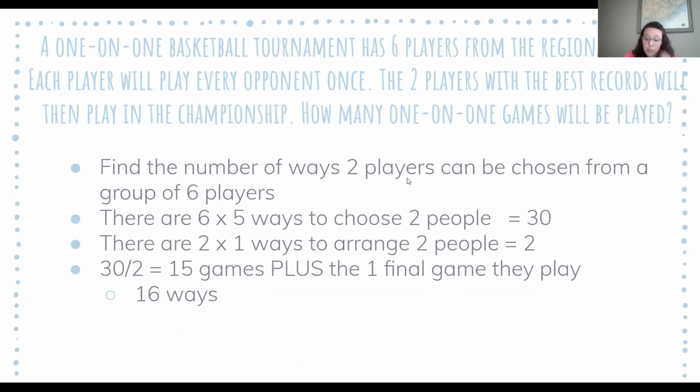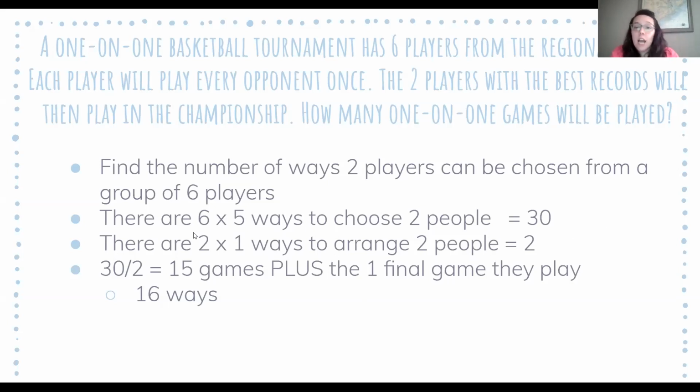So the second question says, a one-on-one basketball tournament has 6 players from the regional finals. Each player will play every opponent once. The 2 players with the best records will then play in the championship. How many one-on-one games will be played? Okay. So your goal is to find the number of ways that 2 players can be chosen from a group of 6. Okay. This is using the second method. If you want to use the first method, you can.